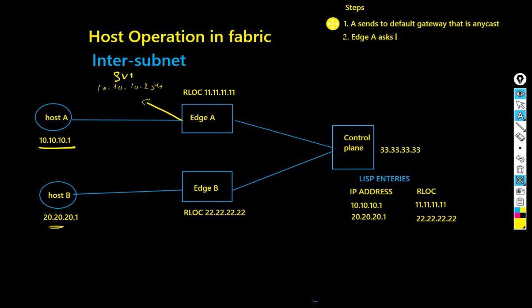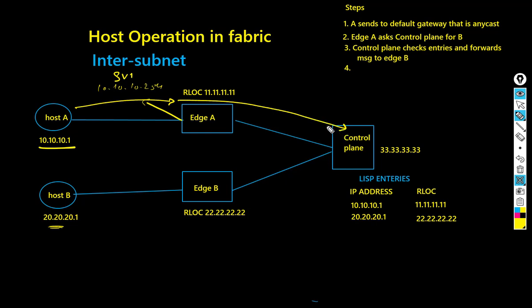So Fabric Edge A then asks the control plane for the location of the IP address of the destination endpoint B. Once the LISP query is received, the control plane node is going to look up in the database and forward that message towards edge B, that is the edge switch for host B. So the query comes in from edge A asking for the IP address location of host B, and the control plane forwards that LISP query across to edge B.